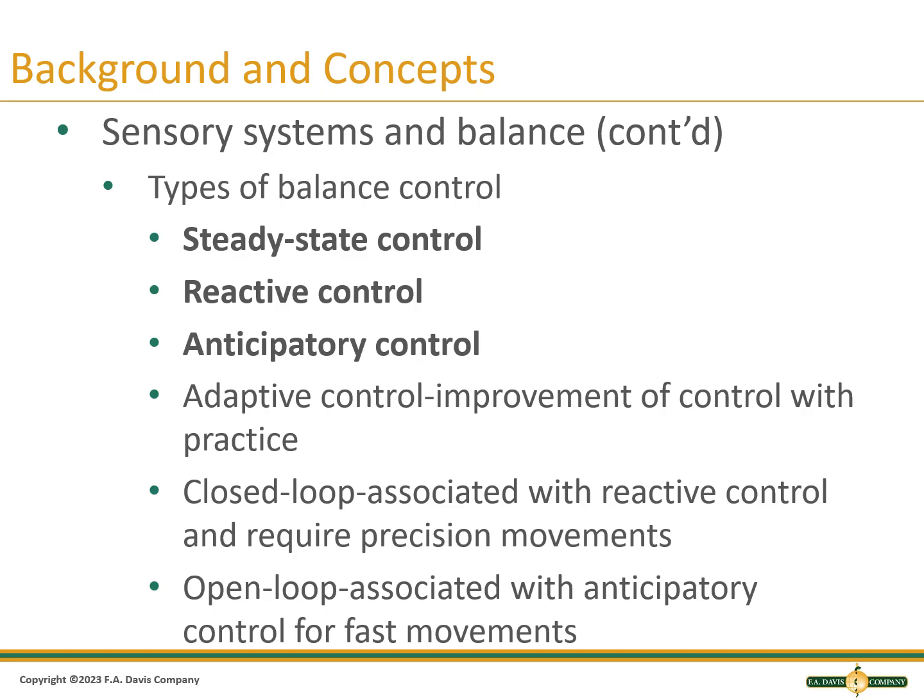And then we have adaptive control, which is a type of control that we can develop because it's an improvement of balance control as a response to practice. Our closed loop balance control is more associated with reactive control and requires precision movements, whereas our open loop is associated with anticipatory control for fast proactive movements.